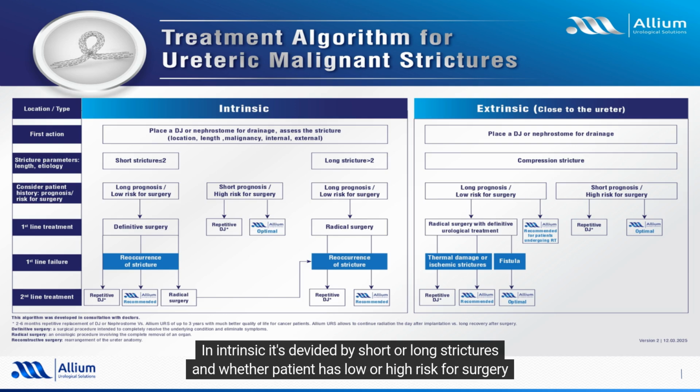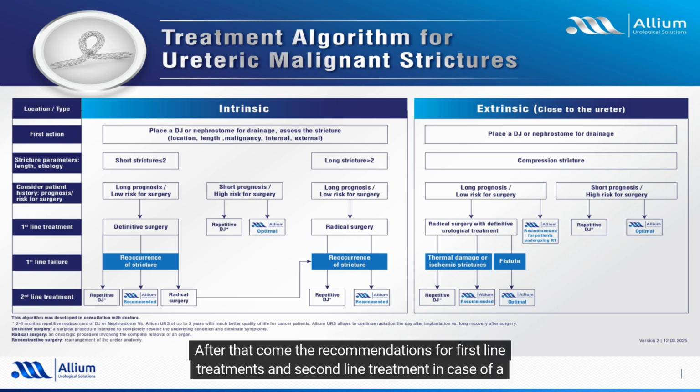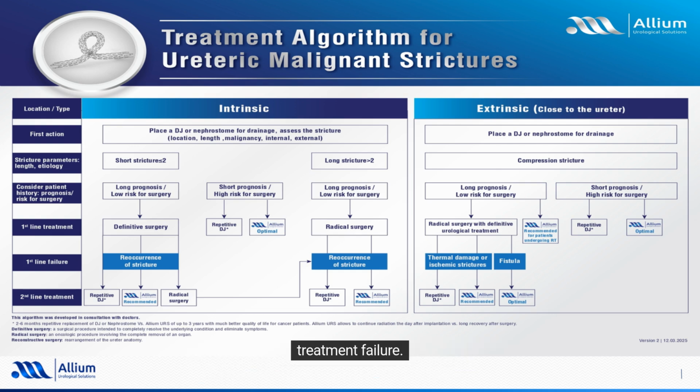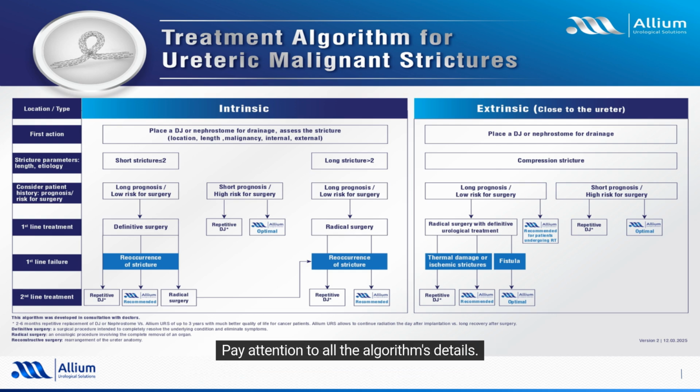In intrinsic, it's divided by short or long strictures and whether patient has low or high risk for surgery or short or long prognosis. After that come the recommendations for first-line treatments and second-line treatment in case of a treatment failure. In extrinsic, it is the same except size of stricture does not play a role as it is a compression stricture. Pay attention to all the algorithm's details.